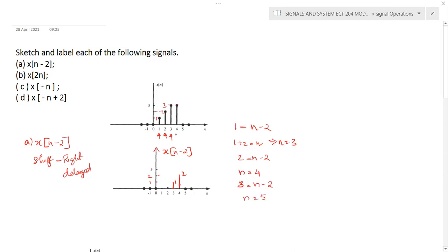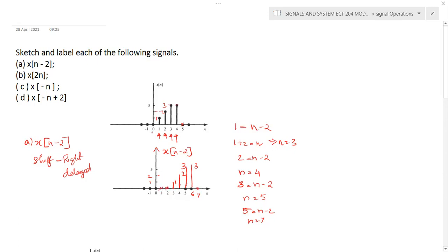So the value at 3 is 3, so that value becomes 3 here. The next value, 4, you can plot at index value 6. Again the value will be 3. And after that you can see that at 5 the signal value is 0, when 5 is equal to n minus 2, that is n equal to 7. So at n equal to 7, the signal magnitude is 0, and similarly for the other values also.